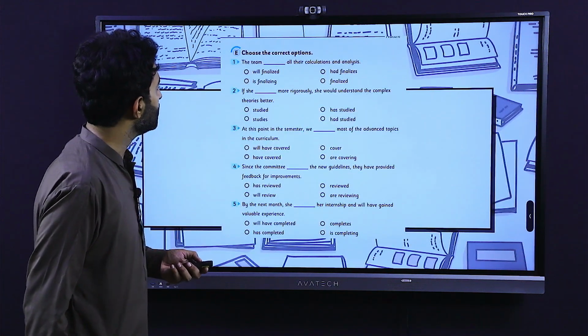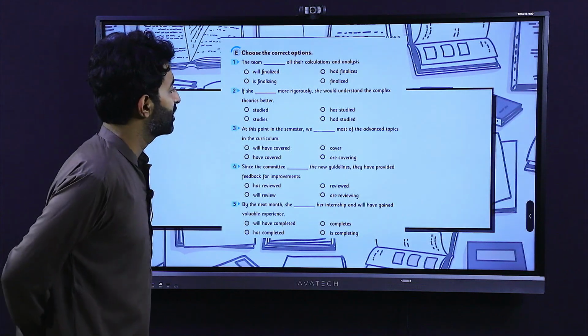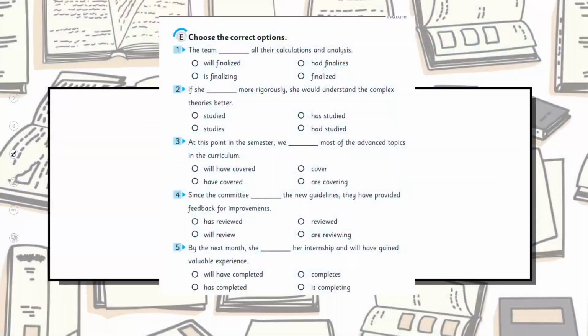Now, let's do this activity very quickly. The team blank all their calculations and analysis. What do you mean by this? Yes. What is the right answer? Yes, Ryan.